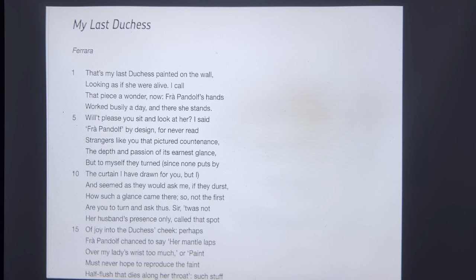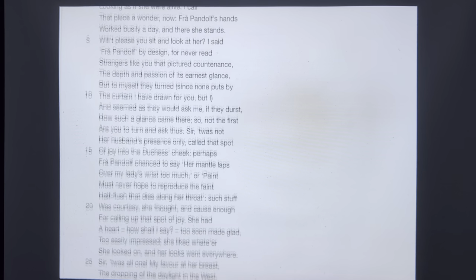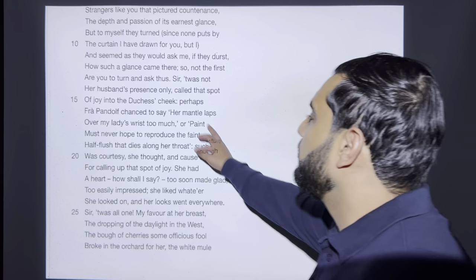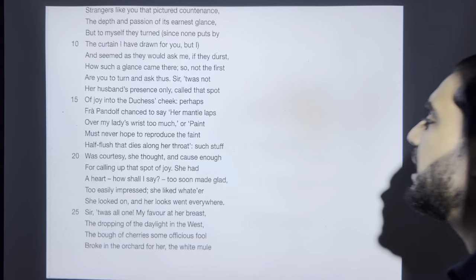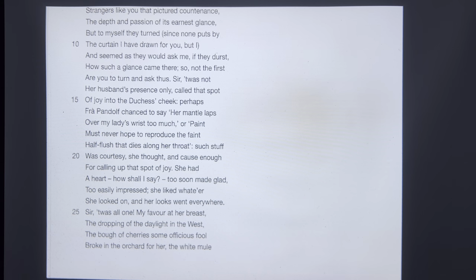So not the first are you to turn and ask thus. Sir, 'twas not her husband's presence only called that spot of joy into the Duchess's cheek. Perhaps Fra Pandolf chanced to say her mantle laps over my lady's wrist too much, or paint must never hope to reproduce the faint half flush that dies along her throat. Such stuff was courtesy, she thought, and cause enough for calling up that spot of joy. She had a heart, how shall I say, too soon made glad, too easily impressed. She liked wherever she looked on, and her looks went everywhere.